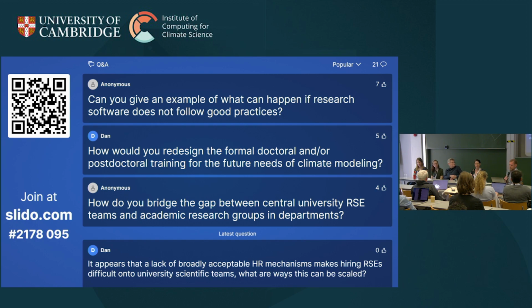Okay, so this is a great one. Can you give an example of what can happen if research software does not follow good practice?